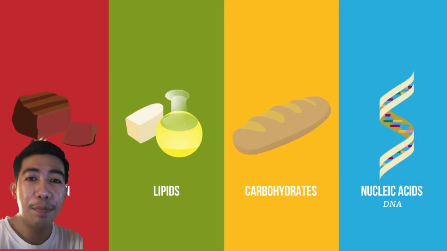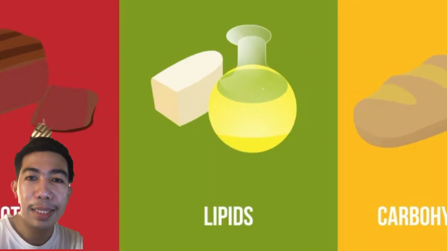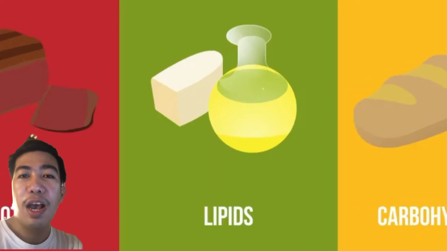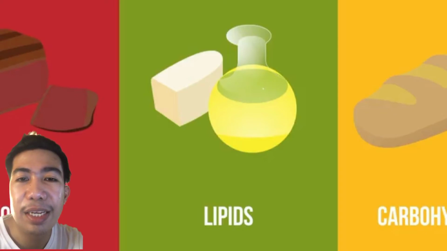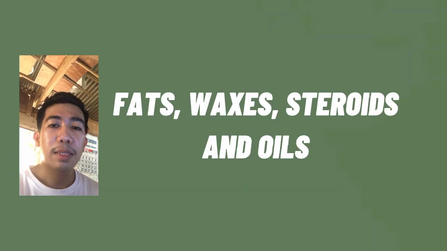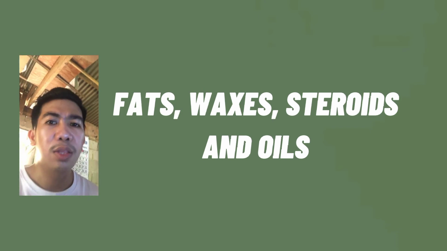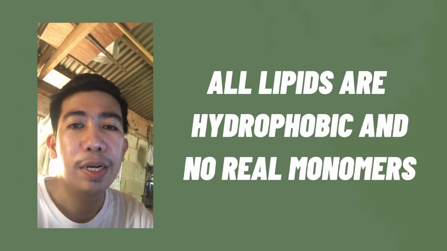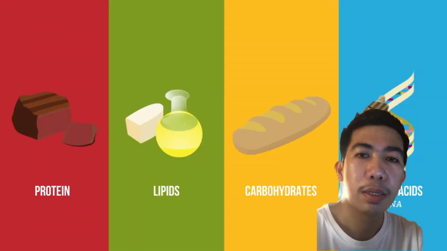Now, for the second macromolecule, we have the lipids. We all know that lipids are known as fats. Fats store energy, and they help to insulate the body, cushion, and protect the organs. Types of lipids are fats, wax, and oils. Now, we should always remember that lipids are all hydrophobic and have no real monomers.